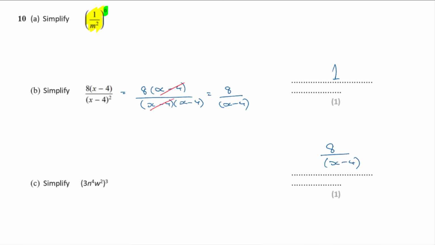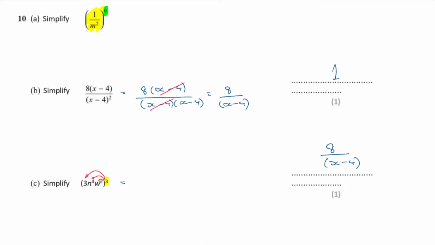Finally, simplify 3n to the power 4 w squared, all cubed. Now, when you've got an index sitting outside a bracket like that and things inside the bracket multiply together, then this power 3 applies to all of the things inside the bracket. We say that indices are distributive over multiplication, if you've ever done things like the CAD law, commutative, associative, distributive. So indices, powers are distributive over multiplication, which means that you distribute that power to each of the things that you're multiplying together. Okay, so what does that mean?